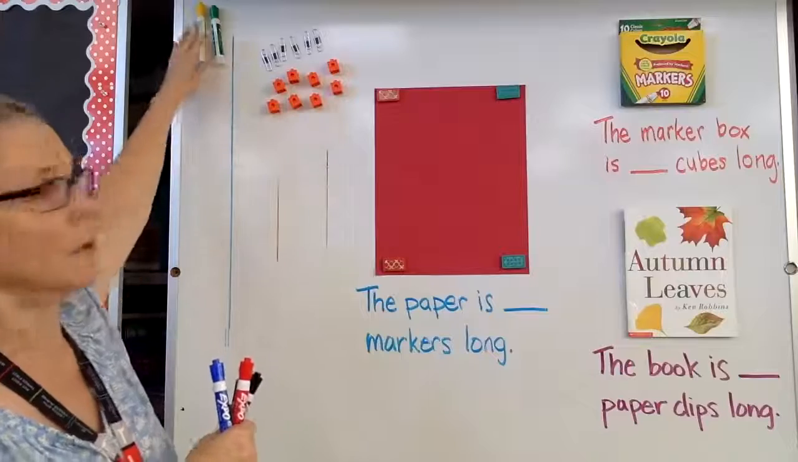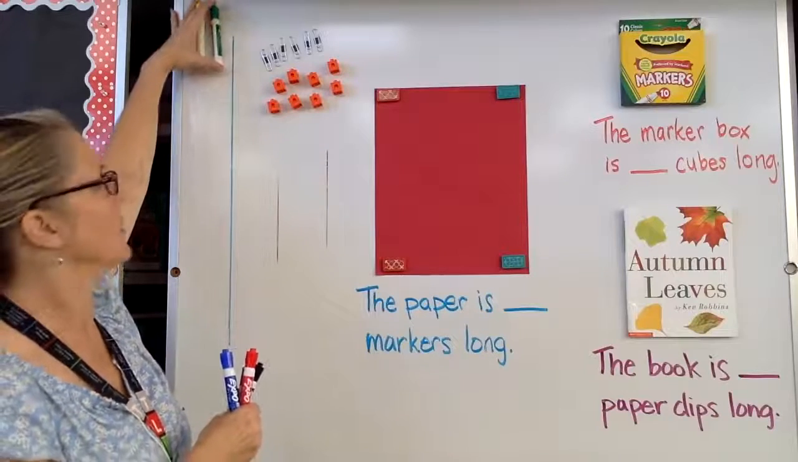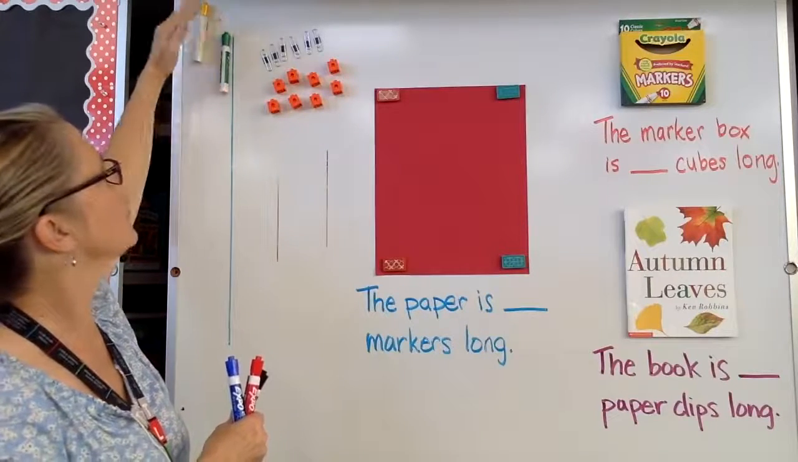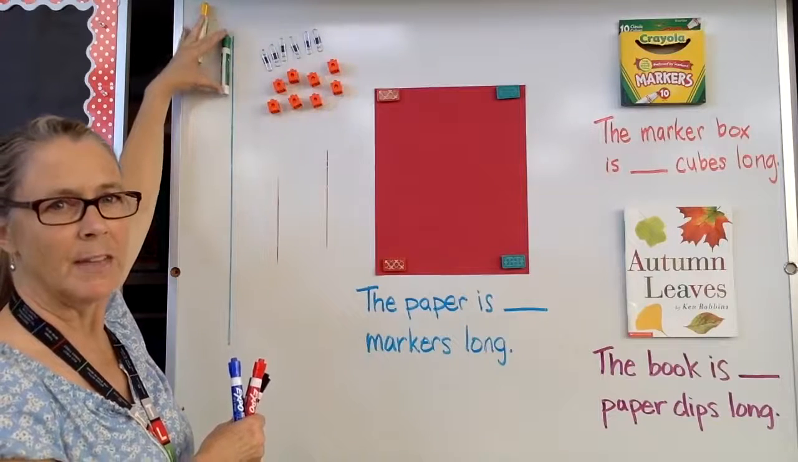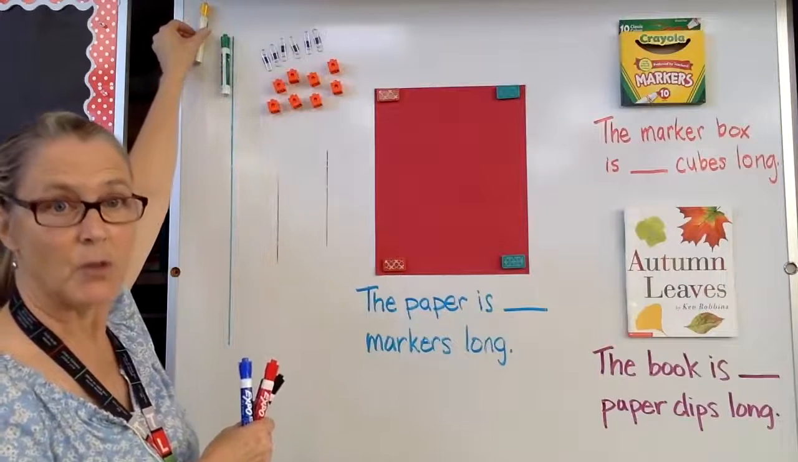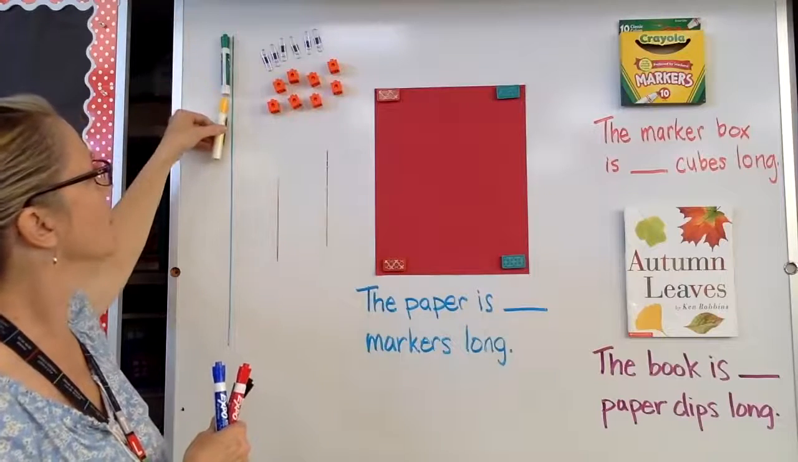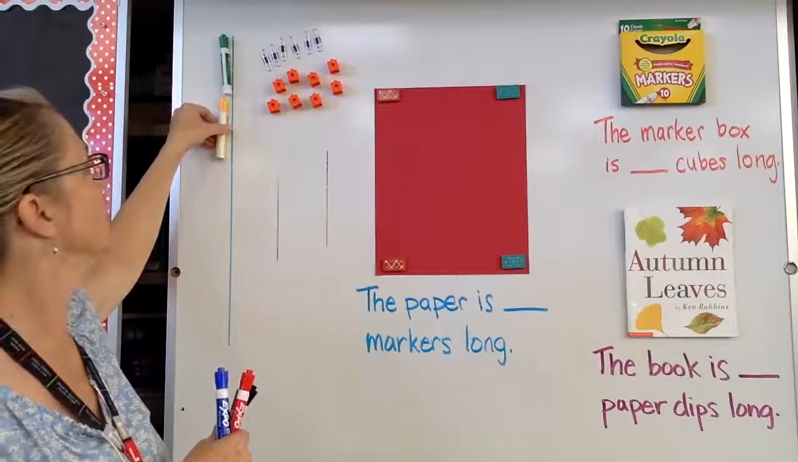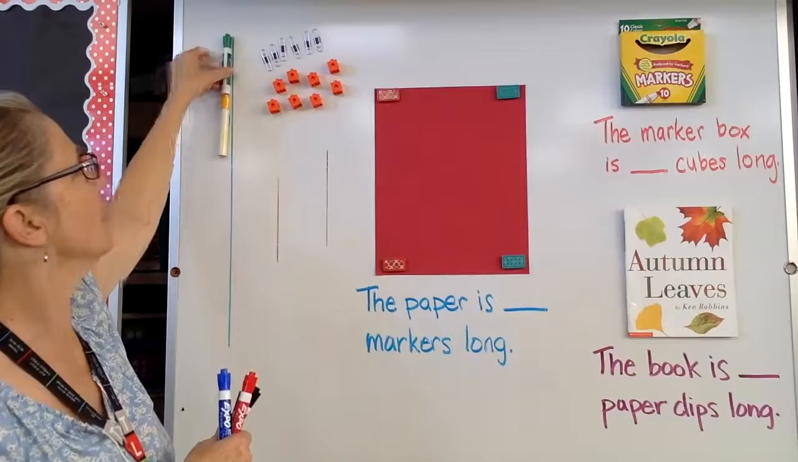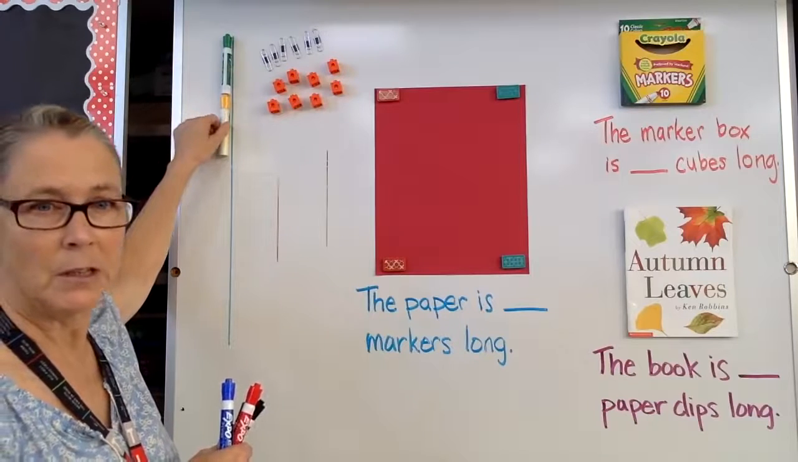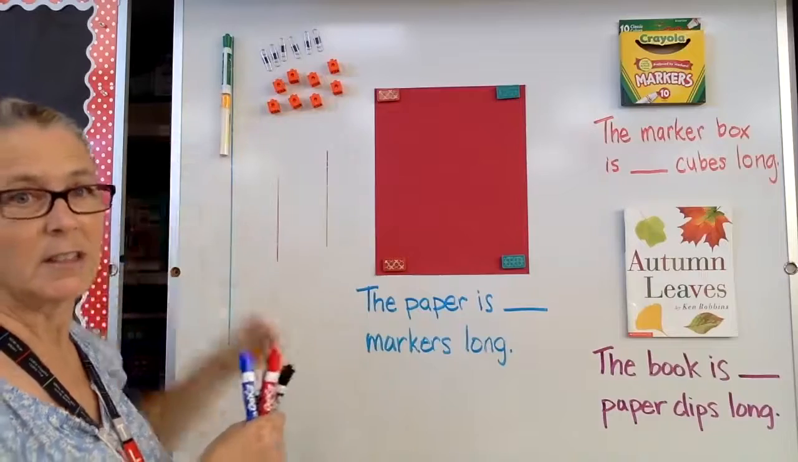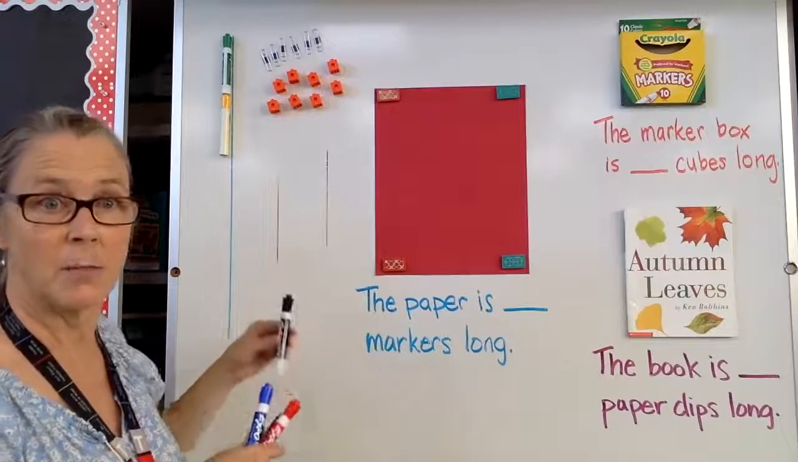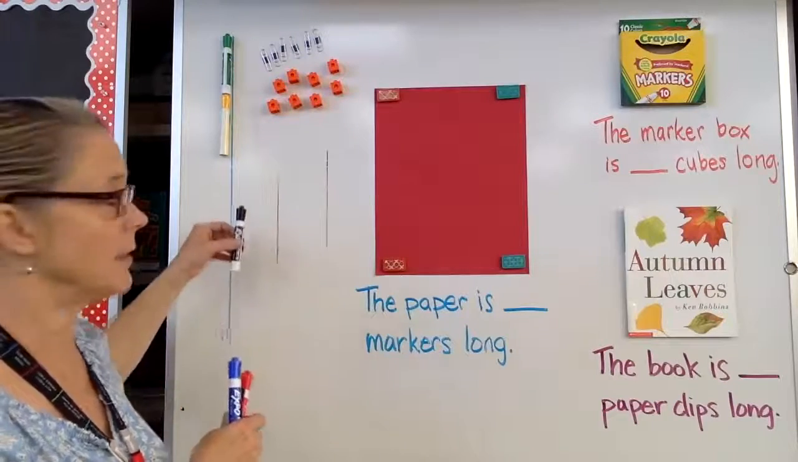So let's go ahead and start with our line. I'll start here at the top, making sure that the top of the marker is right at the top of the line. And then I will add the other markers one at a time, directly behind and touching. No gaps in between. There's no space in between. Nothing can go in there. They're exactly touching so we can get an accurate measurement of how long this line is.